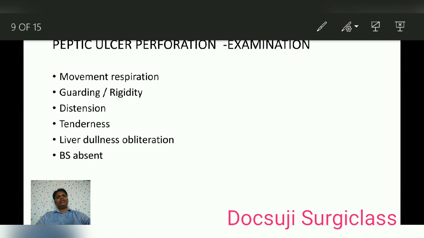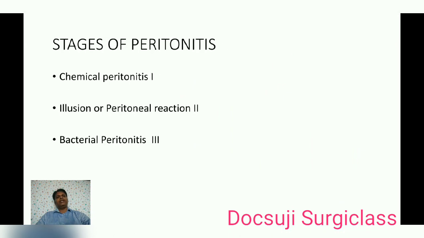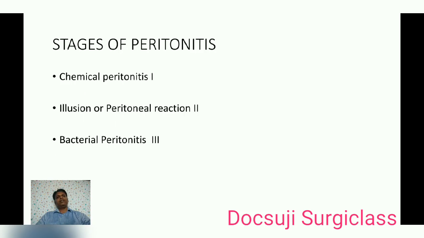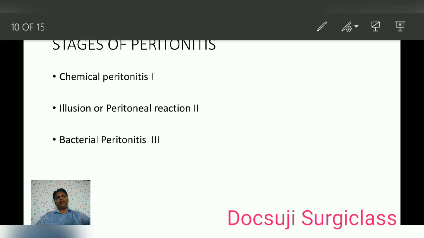Next we are going to discuss the stages of peritonitis. After that we will go for investigation. There are 3 stages. Number 1 is chemical peritonitis. Number 2 is the stage of exudation, or peritoneal reaction. Number 3 is bacterial peritonitis.